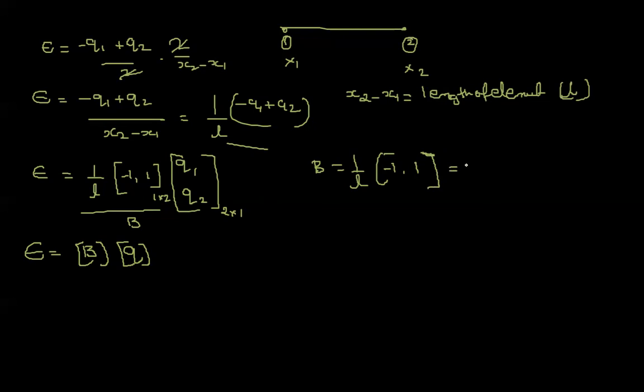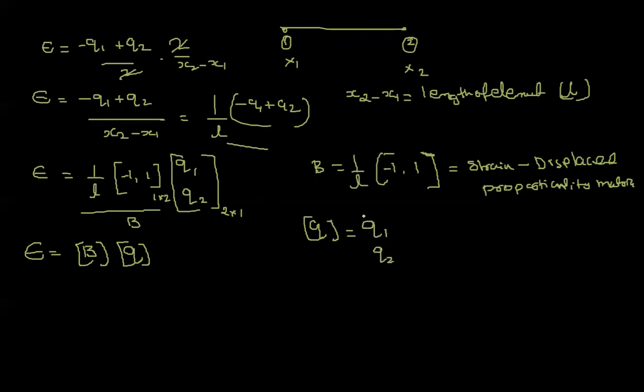This matrix is called the strain displacement proportionality matrix. The Q is called the displacement matrix for a bar element, and it should be a column matrix only.